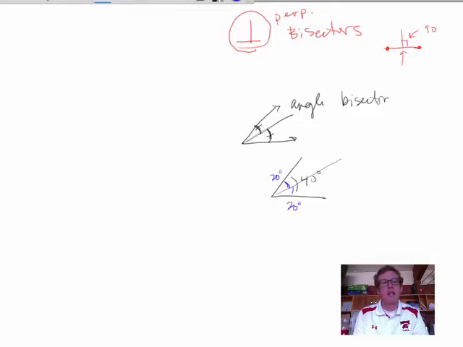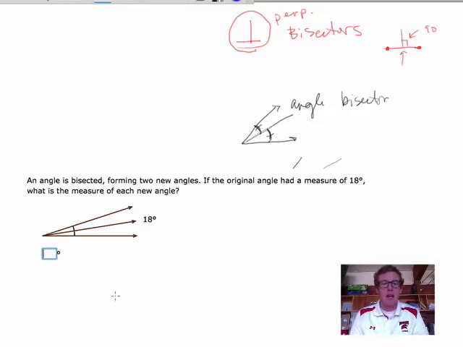Let's look at what we'd see in IXL. An angle is bisected, forming two angles. If the original angle had a measure of 18, what is the measure of each new angle? Well, we know that the measurement from here to here is 18 degrees. So what we need to figure out is what that individual angle is here and what this one is right here. If I take 18 and divide it by 2, I get 9 degrees. So I would type in 9.